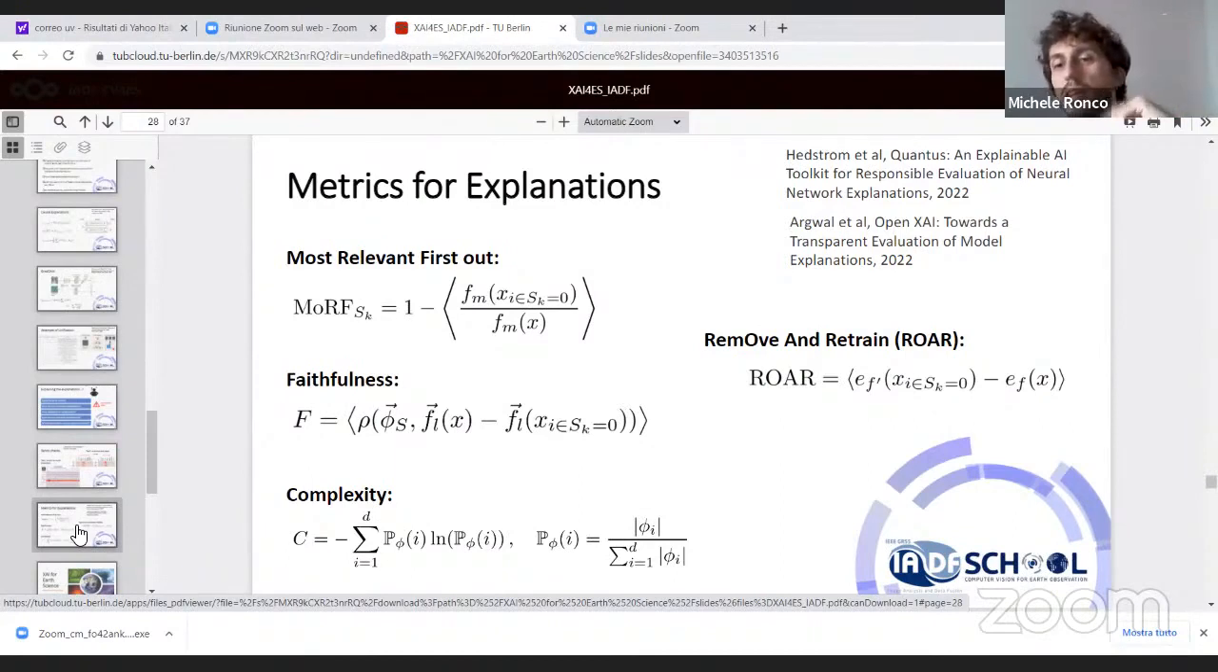Of course, the critique that one might raise is that in the ROAR case, one is comparing different models because the models have been retrained every time. So what we are comparing is different models which have been trained on different data. And so one may also argue that in the case of ROAR, what one is really measuring is not so much how important some features are for a specific model, but how important those features are in general for a class of models for a specific problem. Anyway, these are all very good and valid attempts at defining metrics for evaluating explanations in a non-subjective way. So in the end, all of them produce a score that we can use to compare different explanation methods on a given trained model.